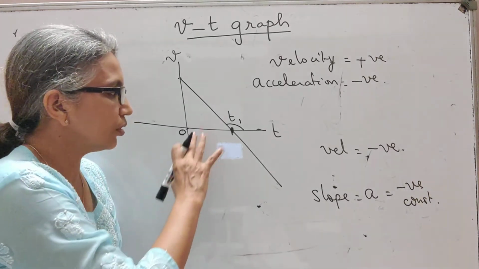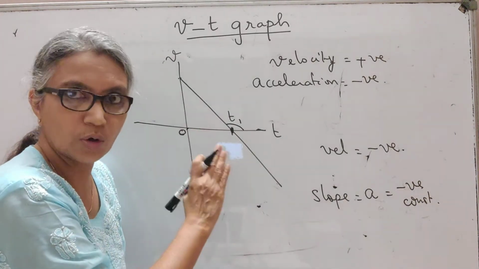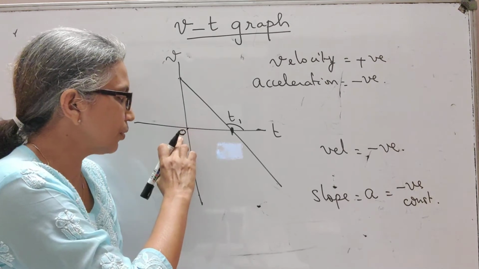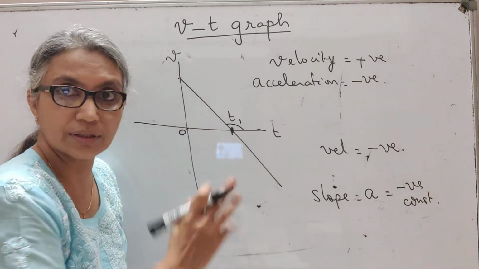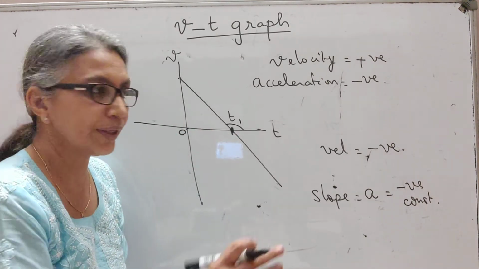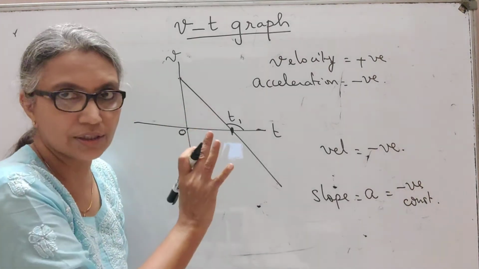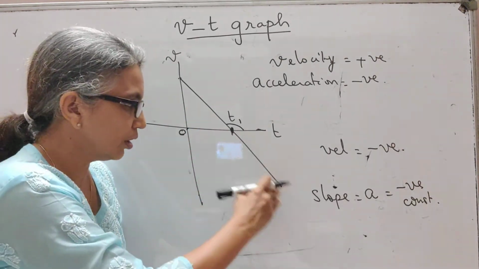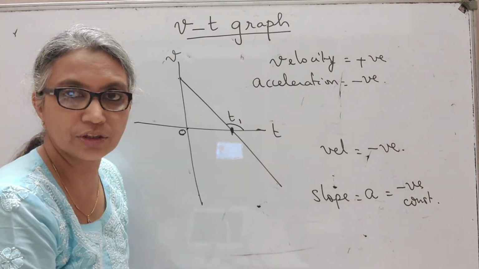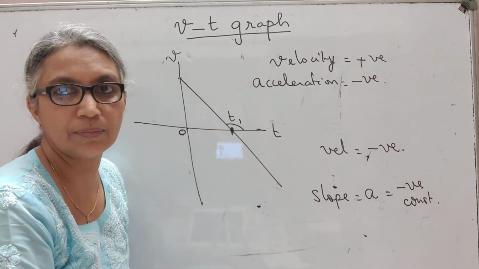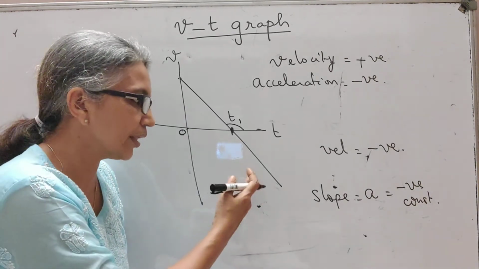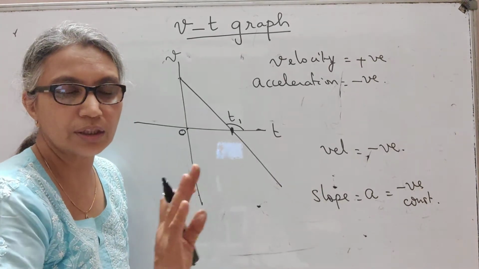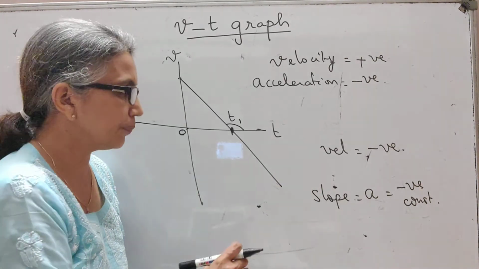Okay. So this represents the motion of a body which from 0 to t1 travels in the positive direction with constant negative acceleration. And at time t1, it changes its direction. It goes into the opposite direction, but continuing with the same acceleration, which is negative and constant. I will give you a simple example of this.